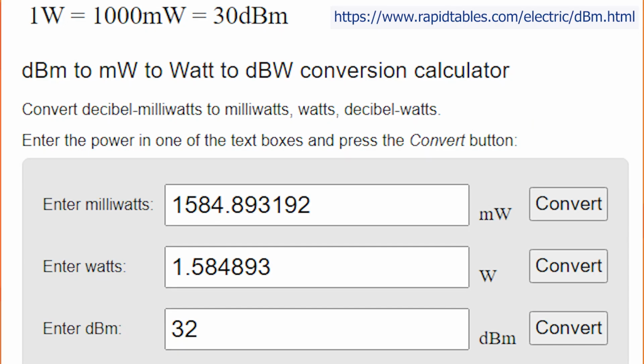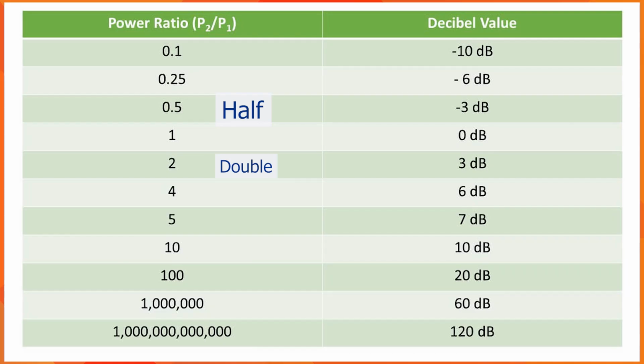Here is a calculator. You can use it to convert dBm to milliwatt or watts. Here is a chart of dB value and the ratio against each value. For example, 3 dB means double and 6 dB means 4 times the power and minus 3 dB means half of the power.